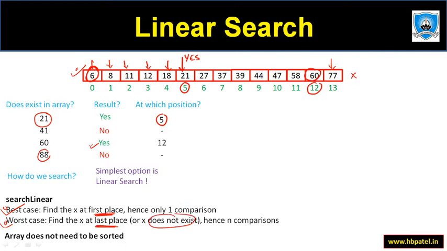The benefit of linear search is that these elements are not required to be sorted, unlike binary search that we are going to see in our next video. In binary search, it is required that all these elements are sorted. But in linear search, this is not the condition. You can have the elements in any random order.